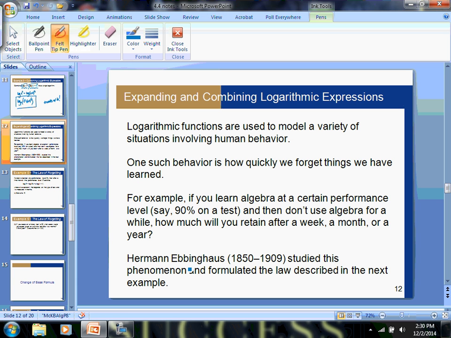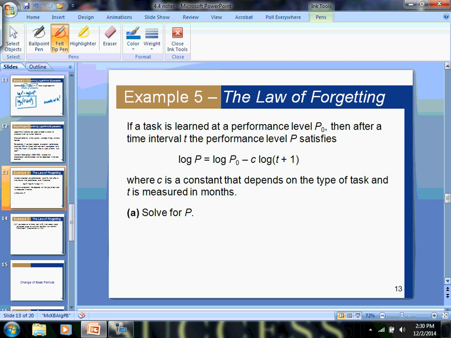So Herman Ebbinghaus, that's a very big name, he studied this phenomenon and he came up with a law to describe this forgetting. It's called the law of forgetting. And he said that if a task is learned at a certain performance level, so p sub 0, then after a certain time interval, t, your new performance level, which is p, is going to fit into this equation. And notice there's logarithms.